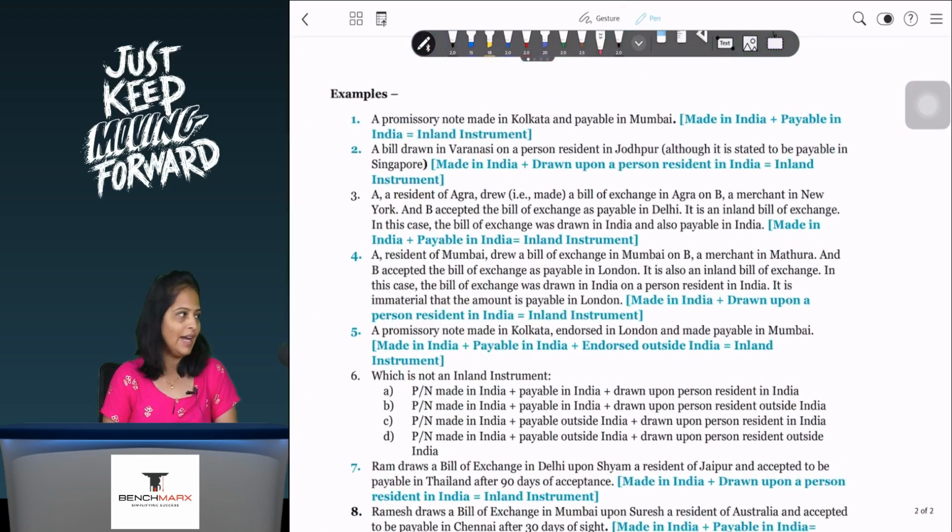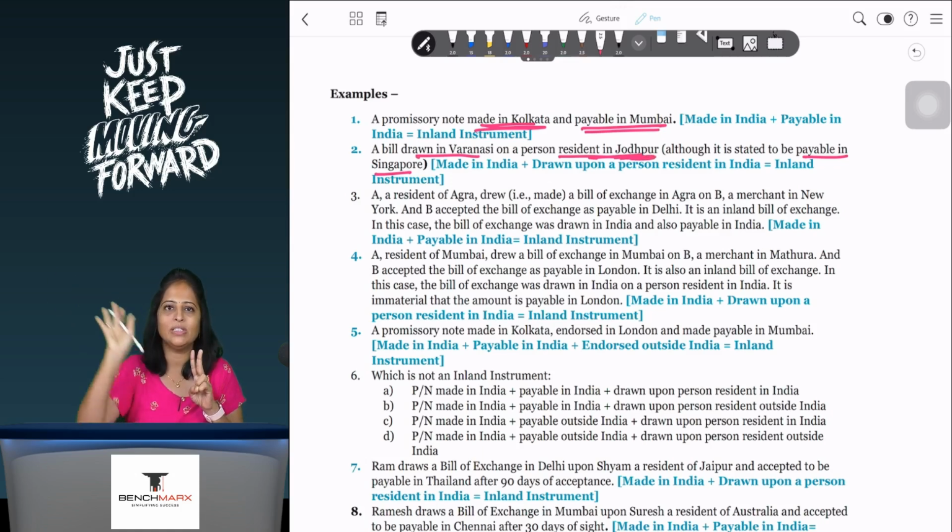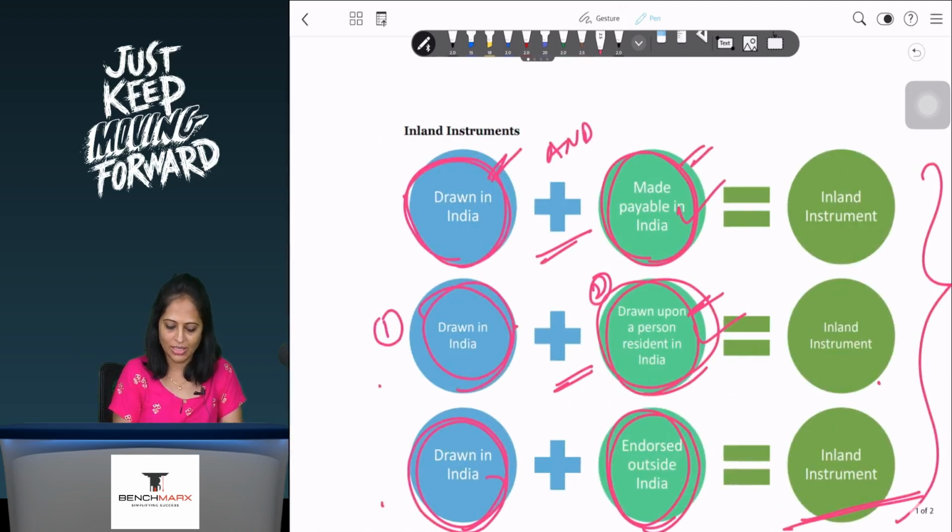A promissory note made in Kolkata, payable in Mumbai. So it is made in India, payable in India. Hence, it's an inland instrument. Bill drawn in Varanasi upon a person resident in Jodhpur and payable in Singapore. Here it is made in India upon a person resident in India, so we don't see whether it is payable in India or not. Two conditions satisfied, inland instrument.